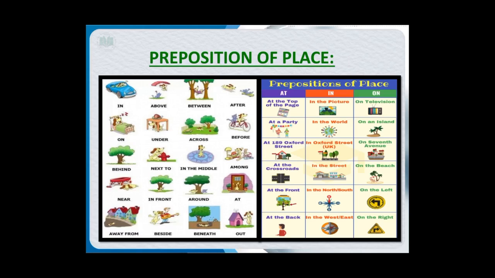The 3 are: at, a preposition of place which is used to discuss a certain point. In, a preposition of place which is used to discuss an enclosed space or surface or area. On, a preposition of place which is used to discuss a surface.